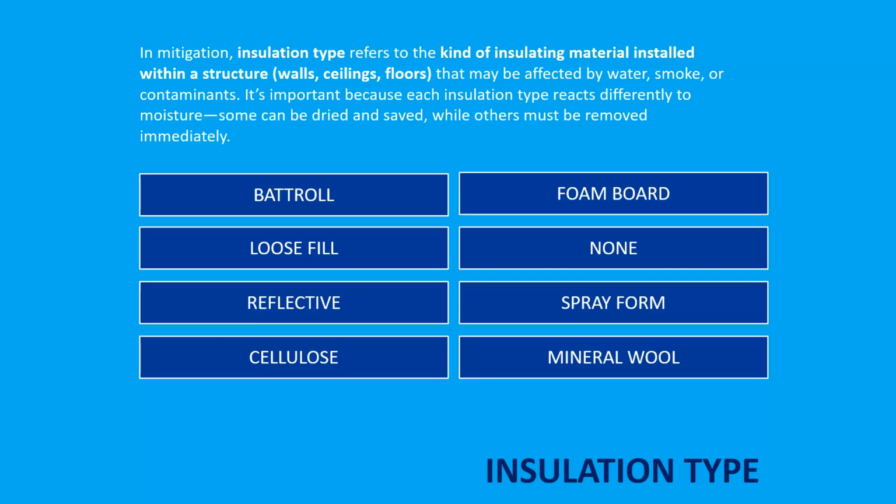The configuration list can include batt or roll, loose fill, reflective insulation, cellulose, foam board, spray foam, mineral wool, or none, and capturing these types helps document what was present.